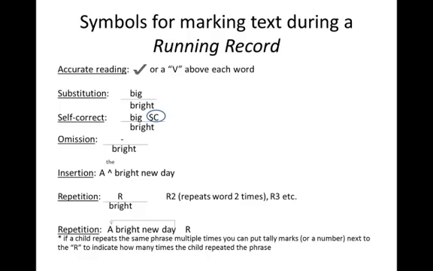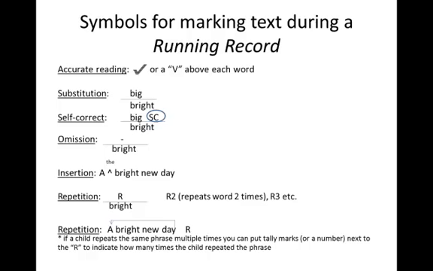So we do that above accurately read words. Next we have substitutions. And if you notice, the word that is correct is on the bottom of the line. That's the word in the text. What the student says is on top of the line. So here we have a student substituting the word big for bright. And so we've written big over bright in our marking system.